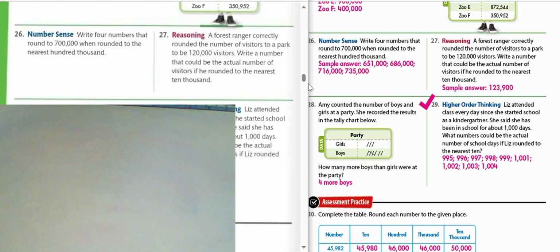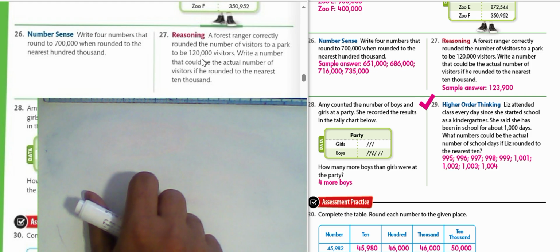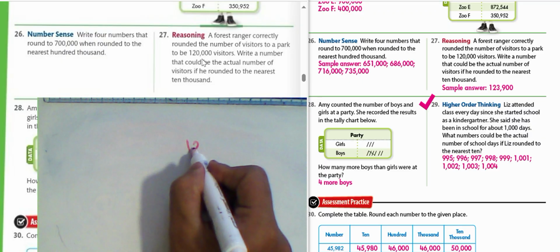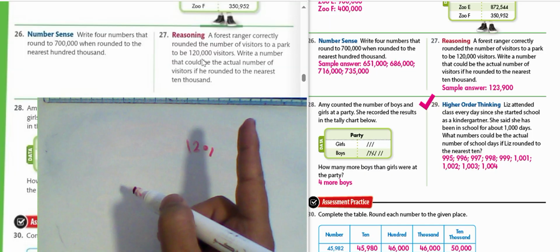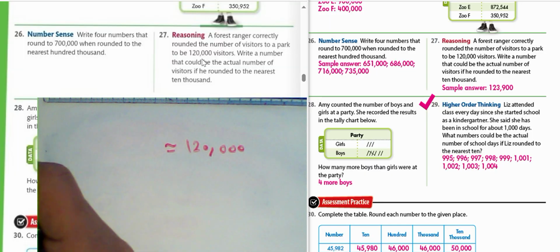Okay, this is question number 27. The forest ranger correctly rounded the number of visitors to the park to be 120,000 visitors. Write a number that could be the actual number of visitors if we round it to the nearest 10,000. Give me any number that, approximated to the nearest 10,000, gives this answer. Understood? You can write any number.